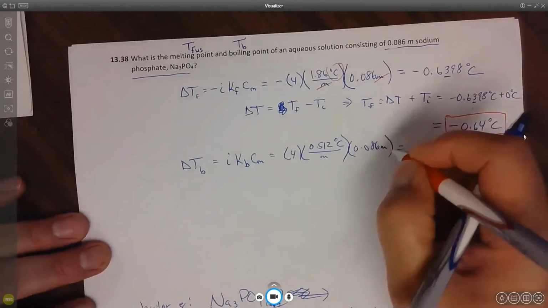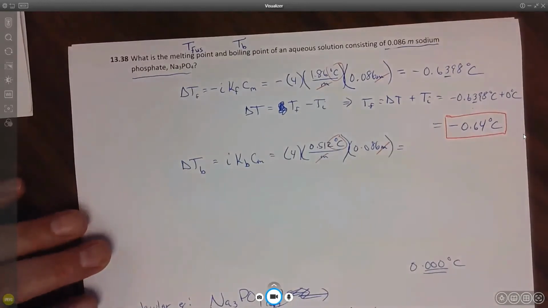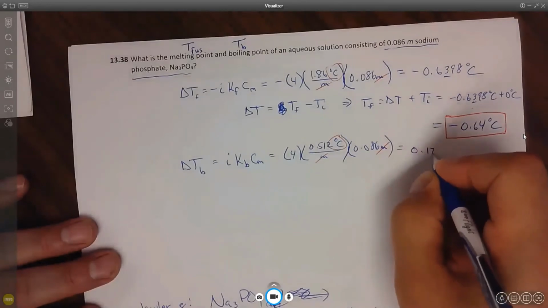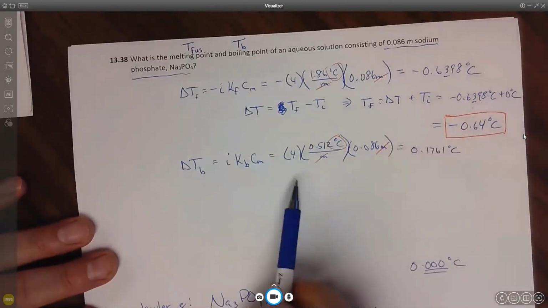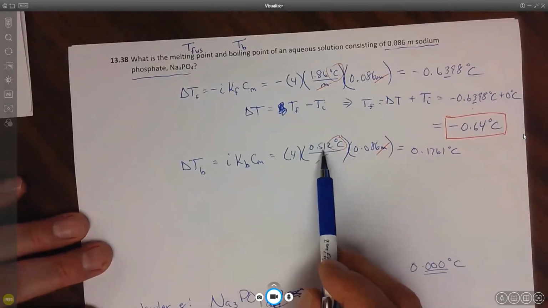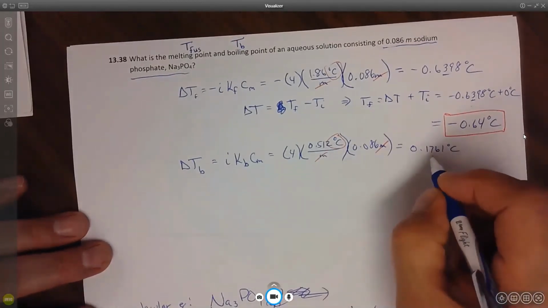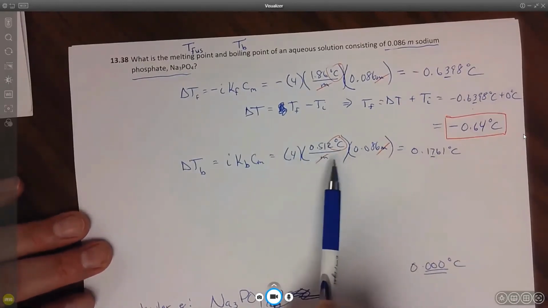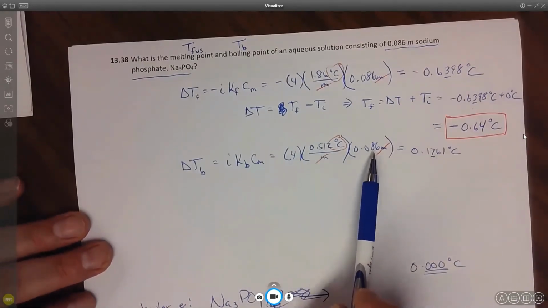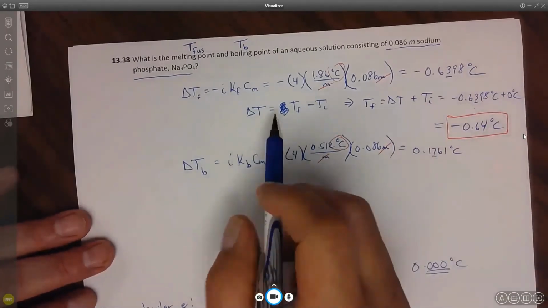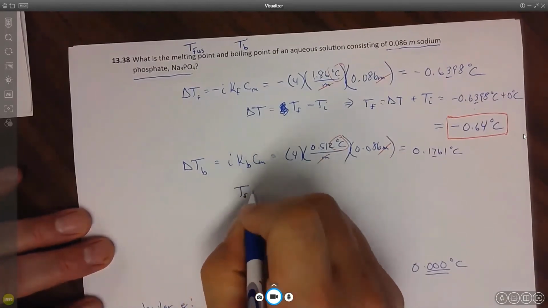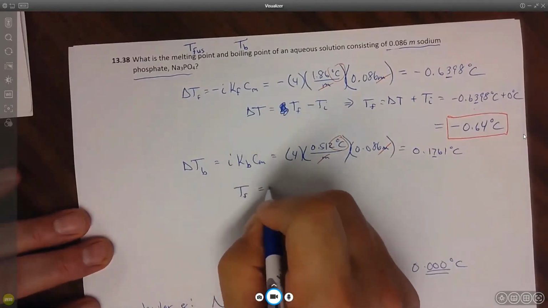And then again, the concentration was given to us as 0.086 molal. So again, the molal units cancel. We end up with units of degrees Celsius. Plug that into your calculator and you're going to get 0.1761 degrees Celsius. Again, this is exact. This has 3 sig figs. This has 2, so the answer will have 2. So when we're multiplying and dividing, all we're looking for is the measured value with the fewest number of significant digits. Now again, that was del T. We're looking for the final, which in this case is going to be equal to our TB.